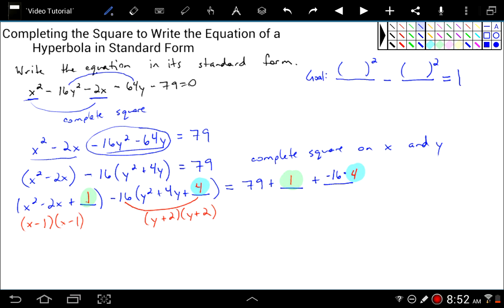Now I'm going to factor both of those trinomials as perfect squares. So x squared minus 2x plus 1 is x minus 1 squared. Minus 16 times y plus 2 squared equals 79 plus 1 is 80. Negative 16 times 4 is negative 64. 80 minus 64 is 16. Okay? Now we need to turn this right side into the 1 that we have on this right side. So I will divide both sides by 16.